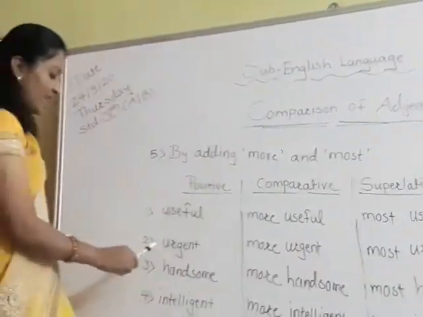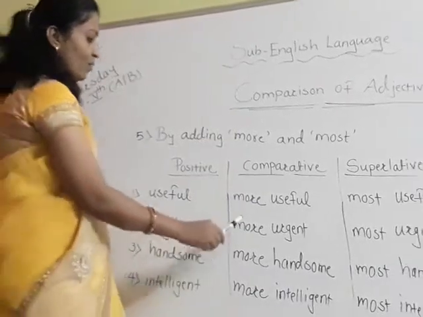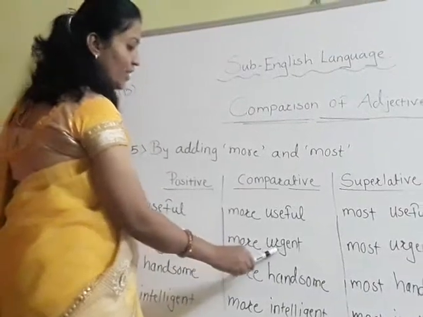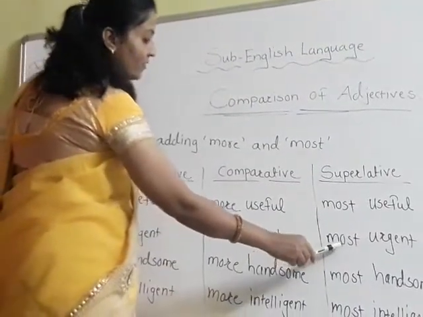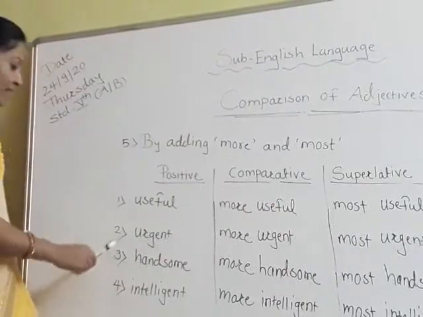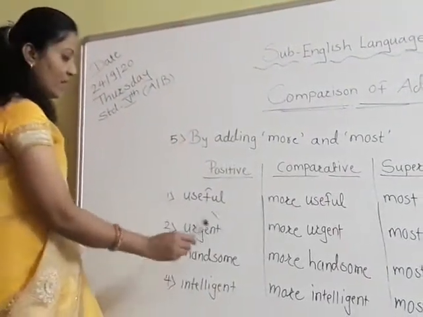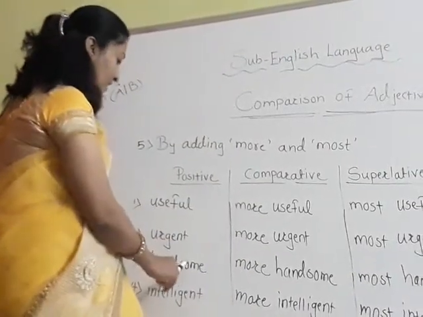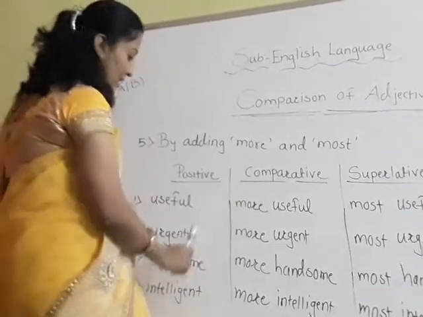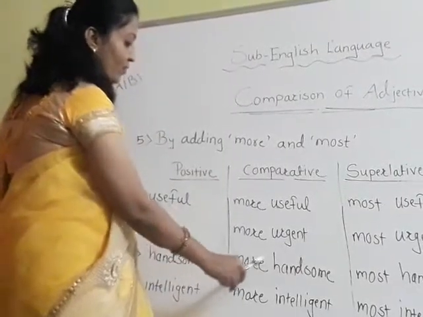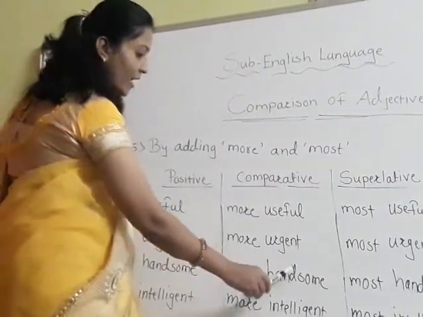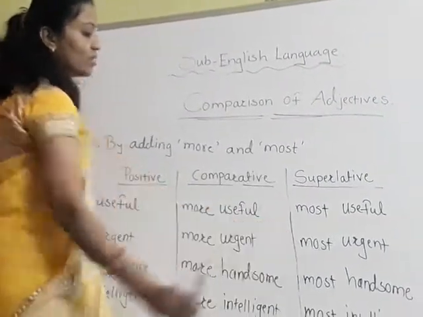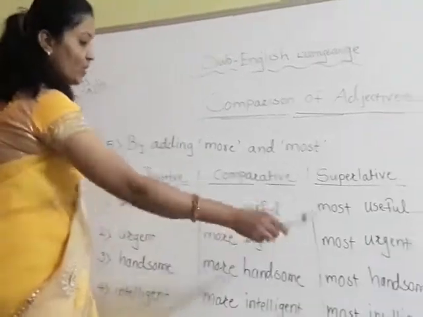Now see the second word, urgent: more urgent and most urgent. In comparative it is more urgent. In superlative I have used most urgent. Then the third one is handsome. This is the adjective and it comes under positive degree. I have added more before this word and it has become more handsome. I have added most in superlative degree and it has become most handsome. Handsome, more handsome, most handsome.